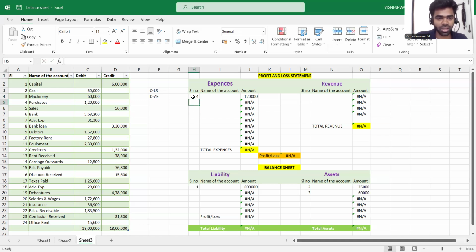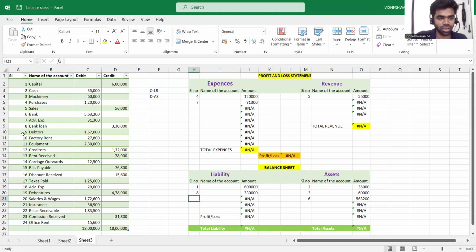So it will be here. Sales will be a revenue generating activity, so the fifth one will come here. Sixth one, bank. It is on the debit side, asset or expense, so it will be an asset. Seventh one, advertisement expenses. In the name itself, it is expenses. Then bank loan. Bank loan is a liability.